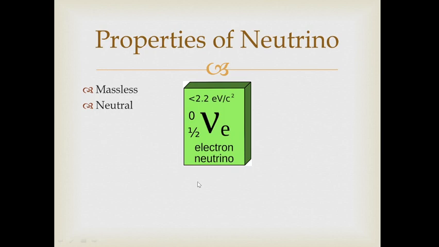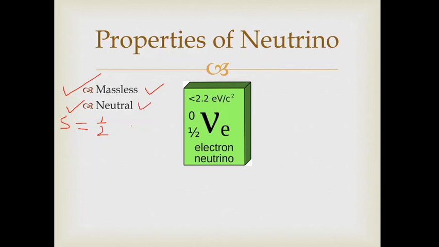Now what are the properties of neutrino? Properties of neutrino: it's massless, it is neutral. The third thing, which is not mentioned here, is that it has a spin half. That's the spin. So the spin of neutrino is half, it's a fermion like electron. So both of them have the same spin. The difference is that it is massless, it is neutral.